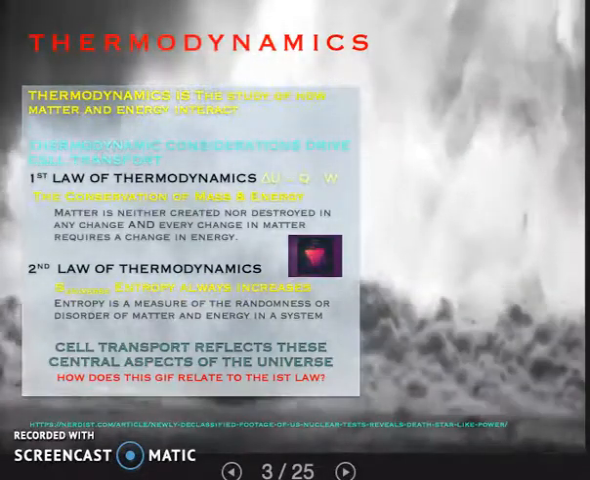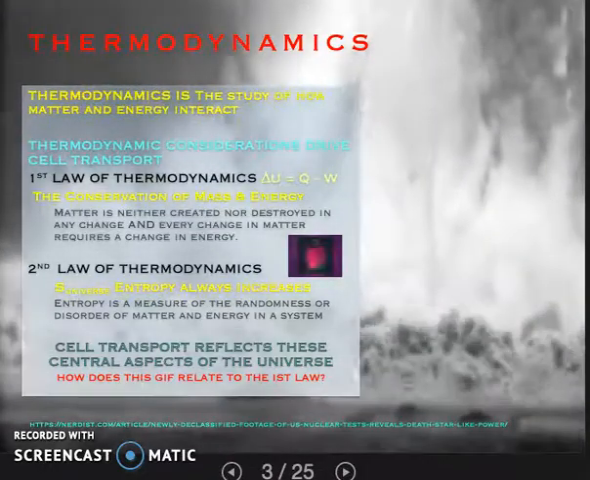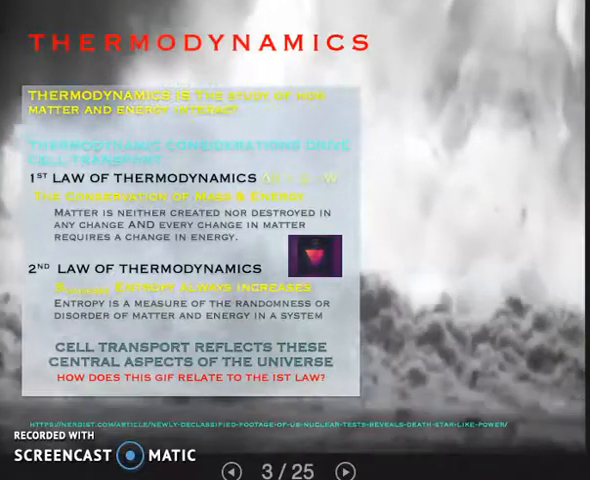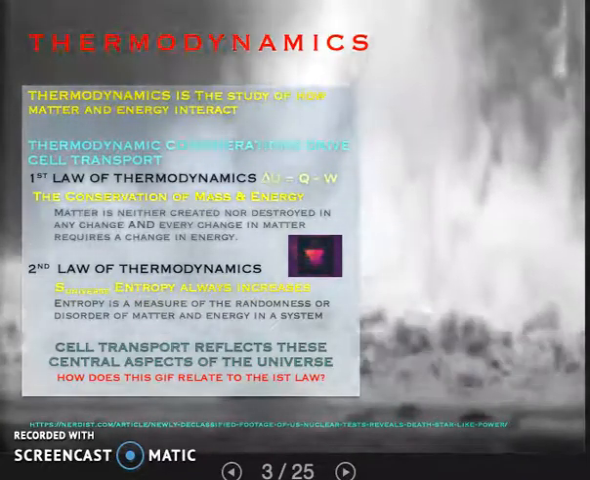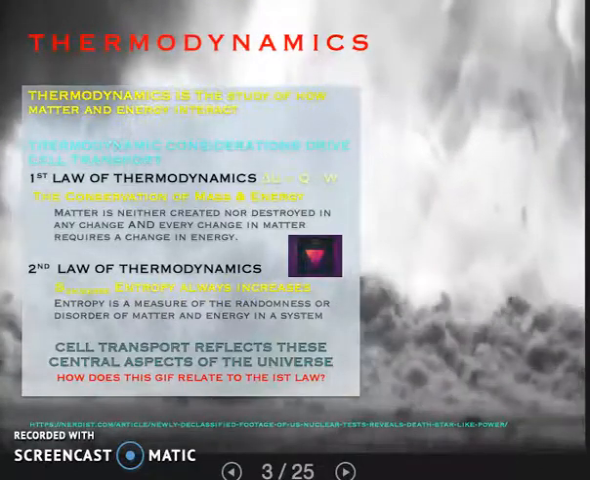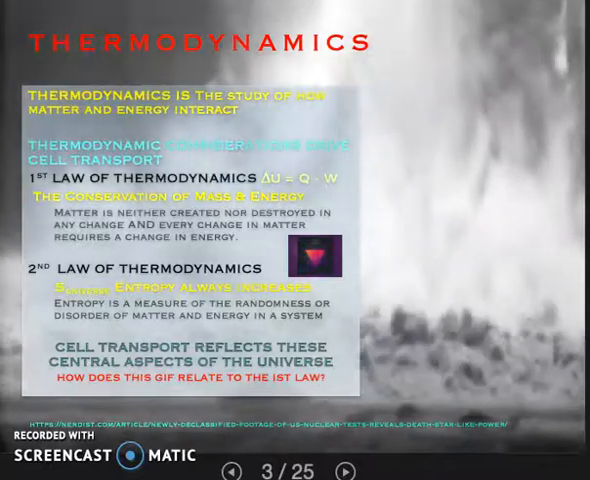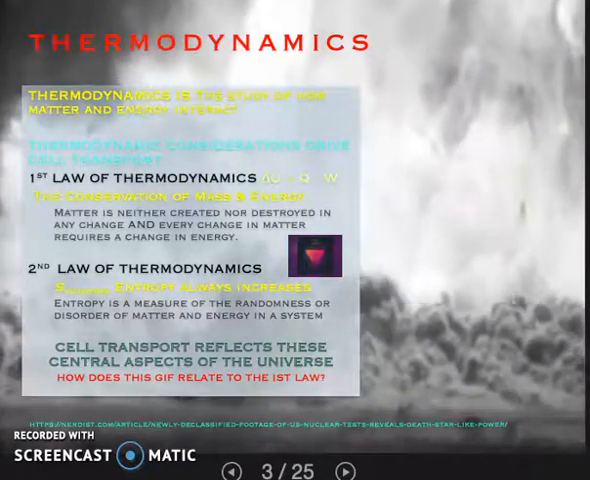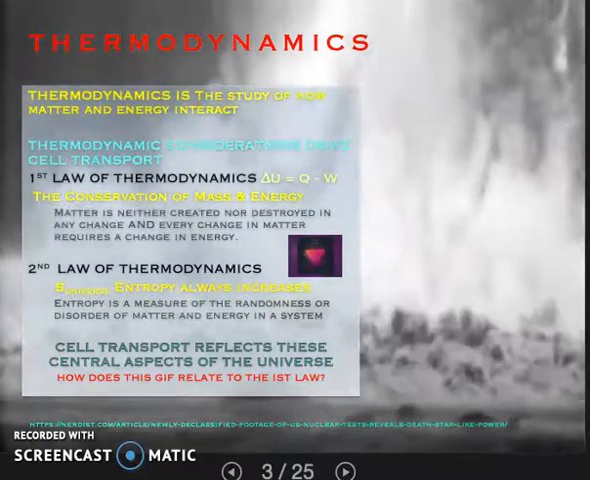First law of thermodynamics: delta U equals Q minus W. It's the change in the total energy of the system is equal to the heat of the system minus the work that's done. In short, it says that matter and energy isn't created or destroyed, and in fact, every time there's a transformation, energy is lost to the universe as heat.